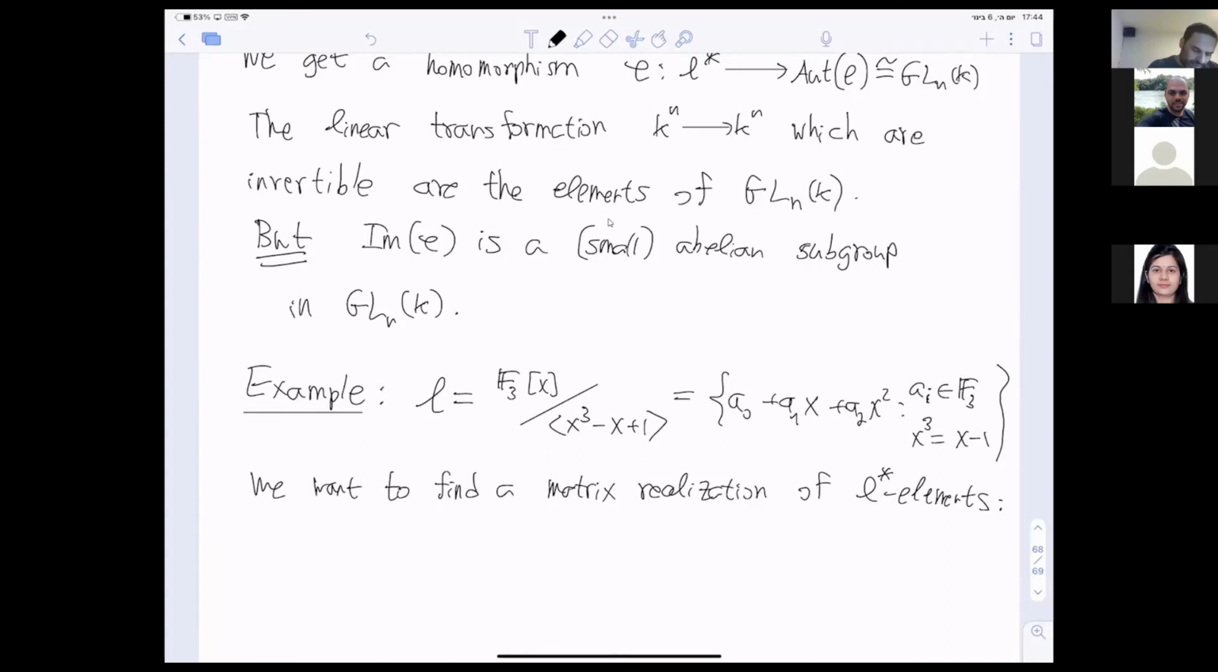So first, what is L star? How many elements do we have here? We have 3 to the power of 3 minus 1, I mean, we have 26 elements here. Why minus 1? Because we have removed the 0. Okay, and this group is cyclic. So you have a mission to find a generator, but we are going to see what the generator is here.